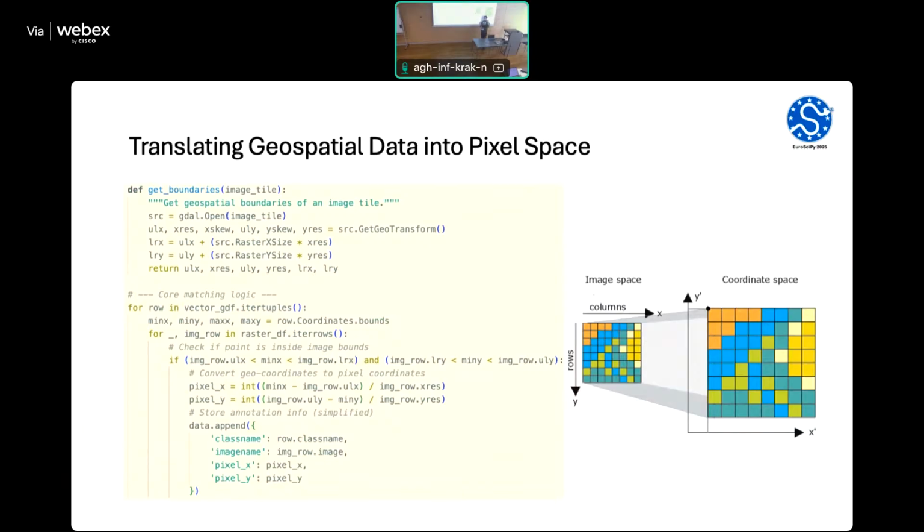You store the class name. What is it? Is it a drowning victim? Is it a mine? Is it a stone? Is it a wreck? Your image name, your pixel X and Y. Now it depends on what kind of model you're using. If you're using, let's say, a Faster R-CNN, it would be different. For a YOLO, it would be different.